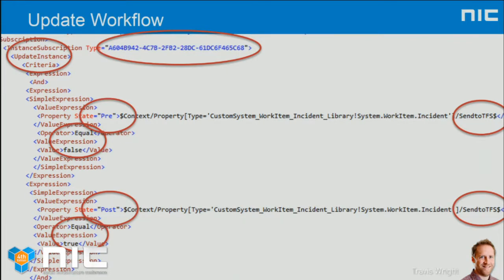The update workflow is similar. We're looking for, again, incidents where the incident has been updated, and the criteria is before the update, the send to TFS property is equal to false, and after the update, the send to TFS property update value is true. So it's transitioning from false to true, and we want to capture that. That effectively means that somebody checked that box and wants to send this work item to TFS.